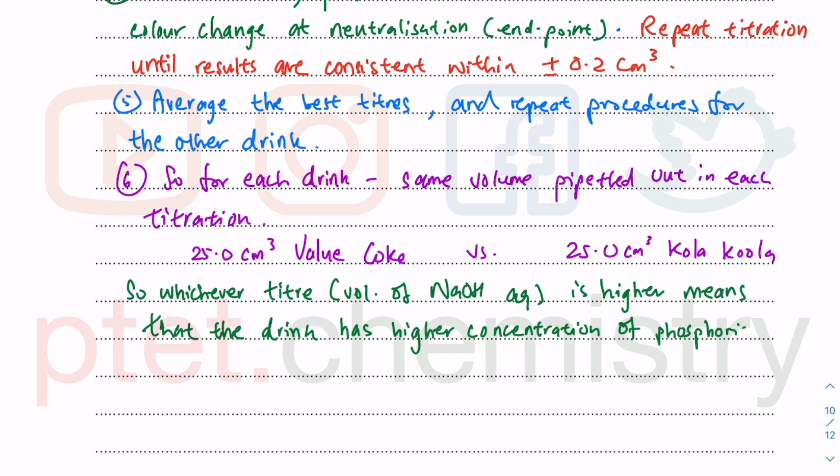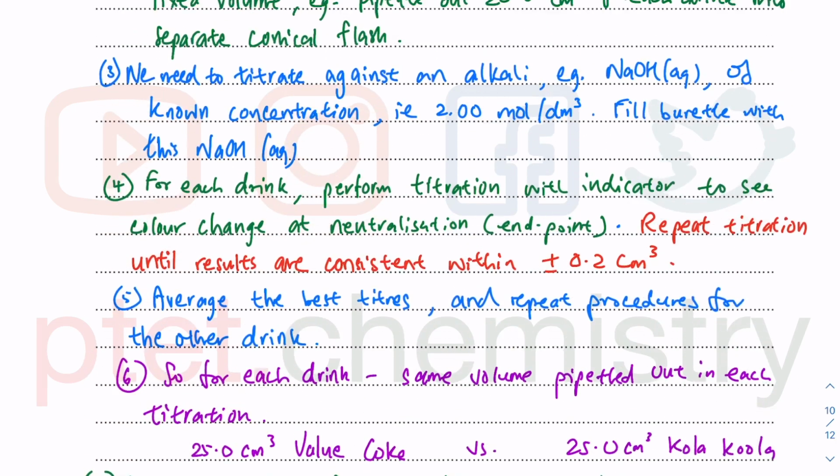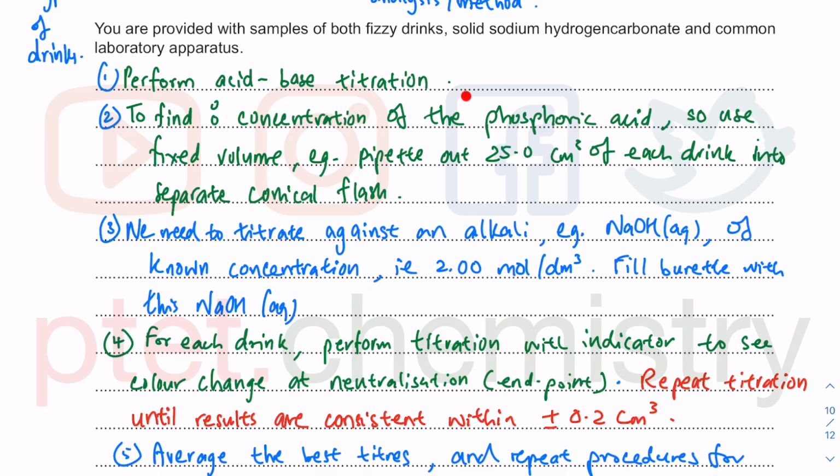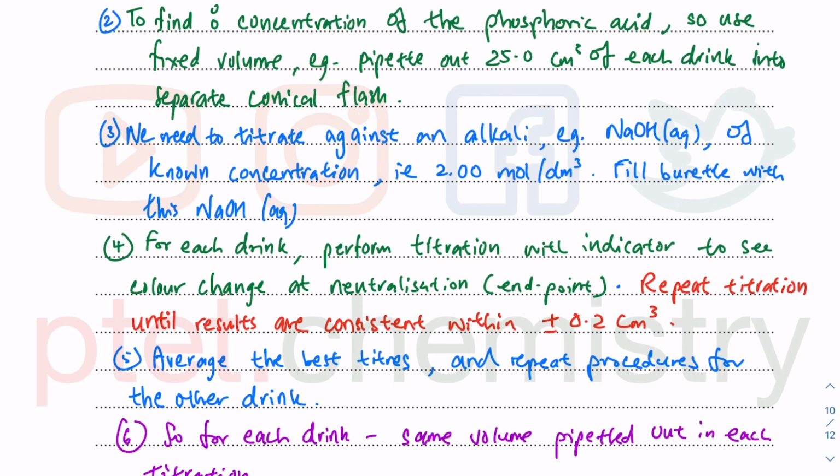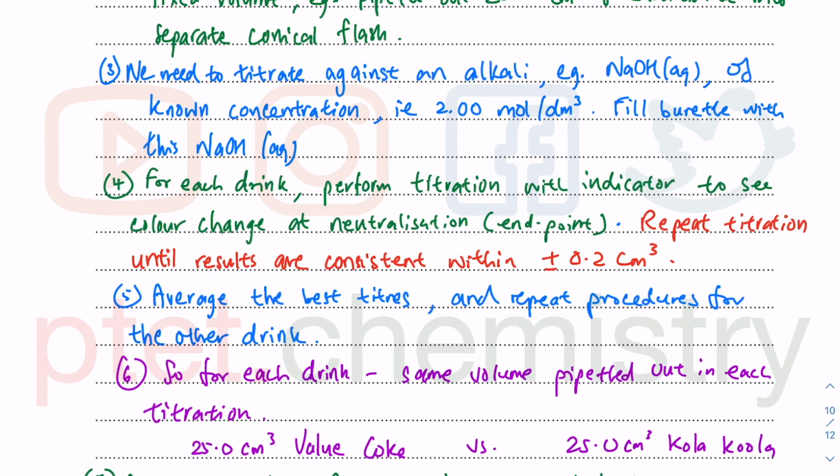I wonder how many marks this one is. There were around 6 marks. I think I've already analyzed all the information there. I've got 7 points, but you probably get away with the idea of what you are going to do, how you are going to do it with all the correct apparatus, and repeating the titration until your results are consistent within an acceptable margin.